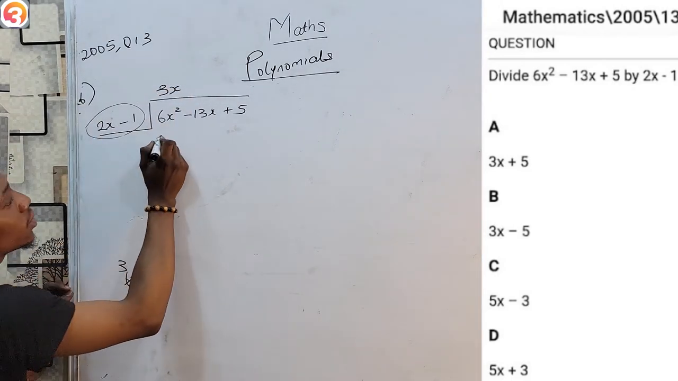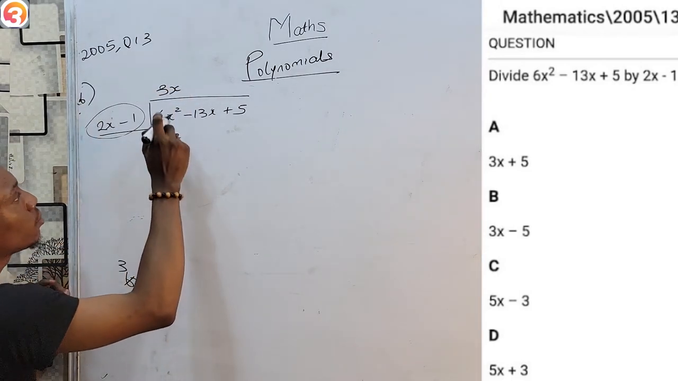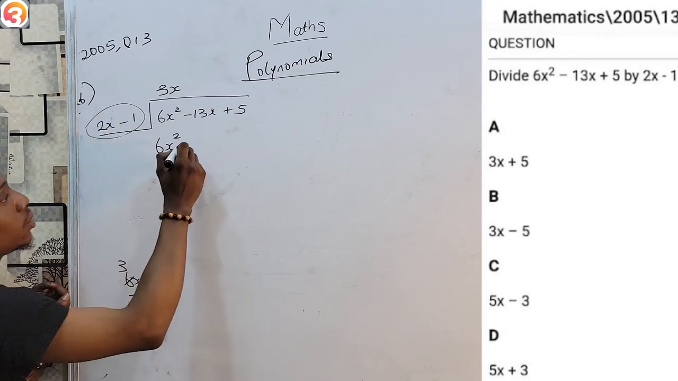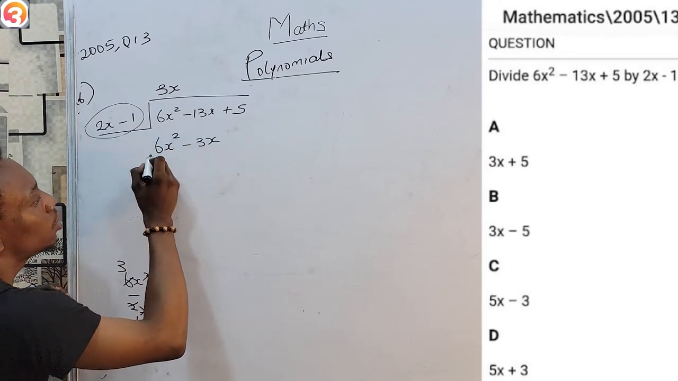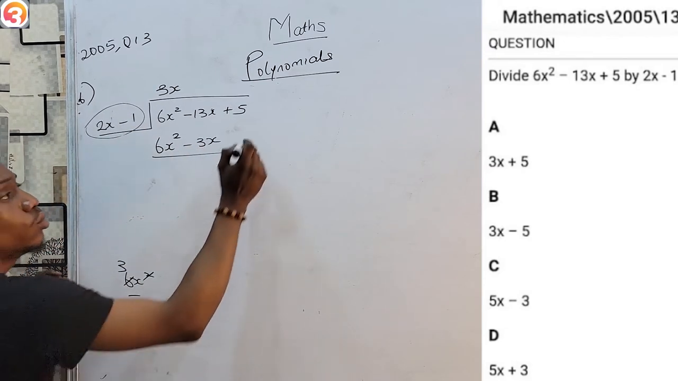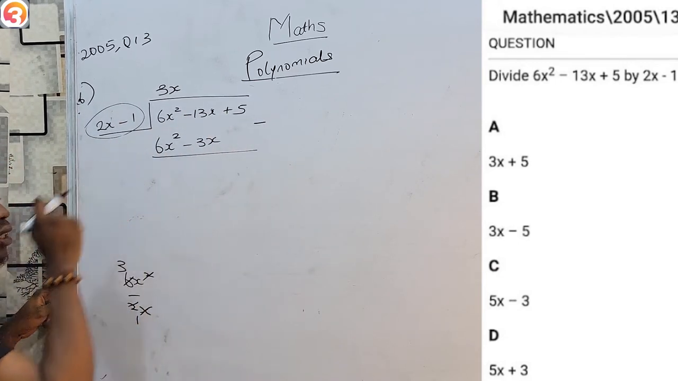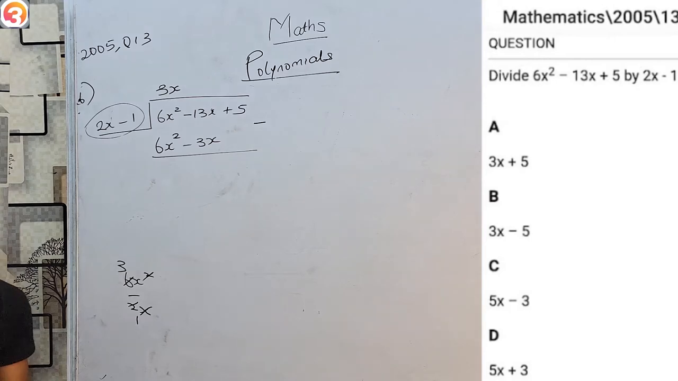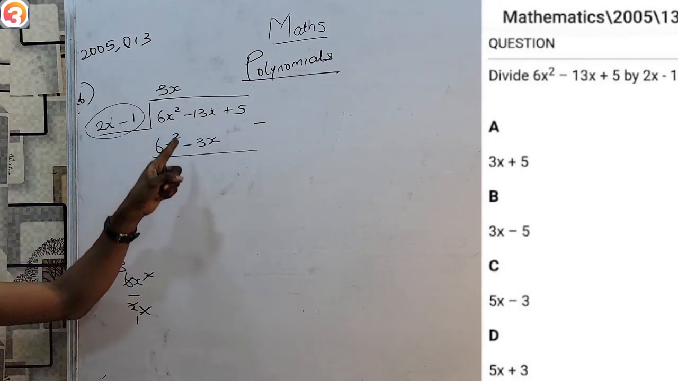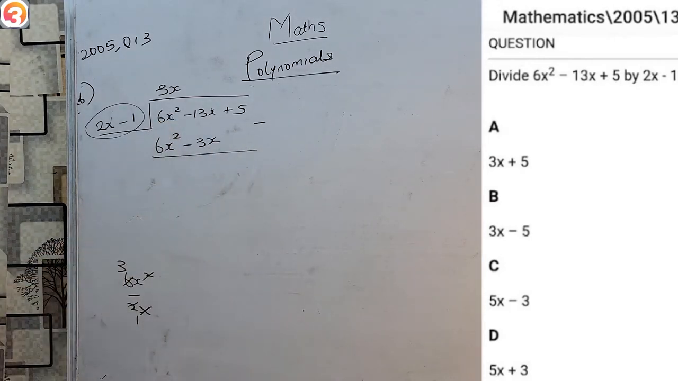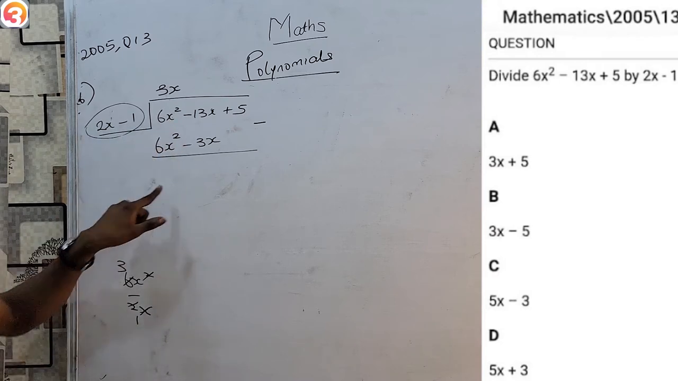3x times 2x, 6x squared. 3x times minus 1, minus 3x. Then just like we learned in primary school, we subtract. 6x squared minus 6x squared is 0. And remember, when you divide and subtract, if your first number does not leave, then you've made a mistake. They always end up equal.